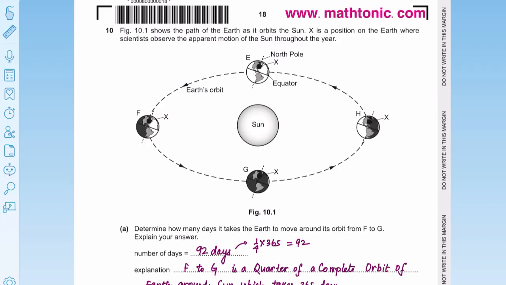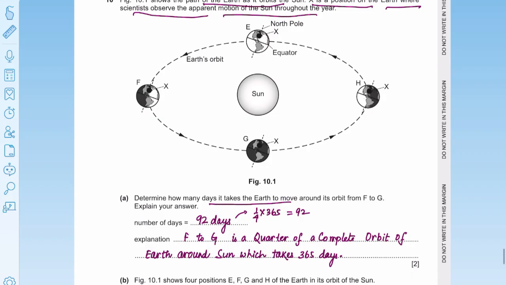This is the question from space. Planets, and it shows the path of Earth orbiting the sun. X is a position on the Earth. You can see here Earth, where scientists observe the apparent motion of the sun throughout the year. Determine how many days it takes Earth to move around the orbit from F to G. From F to G.